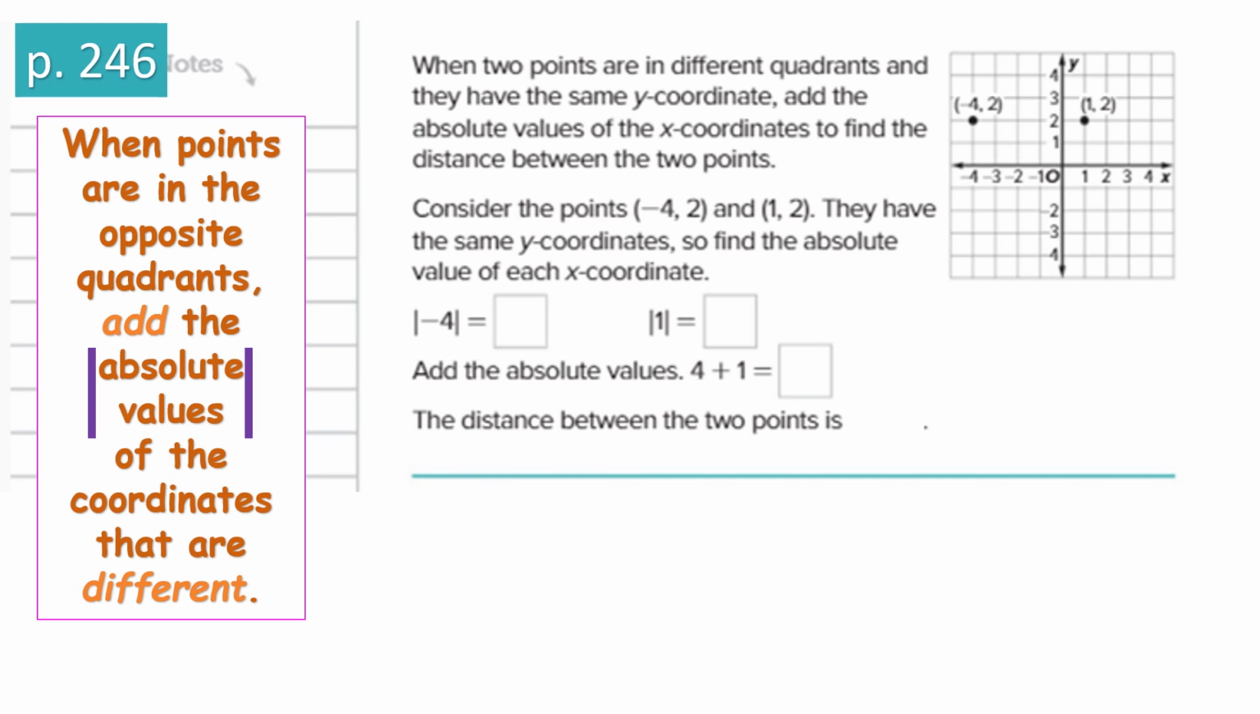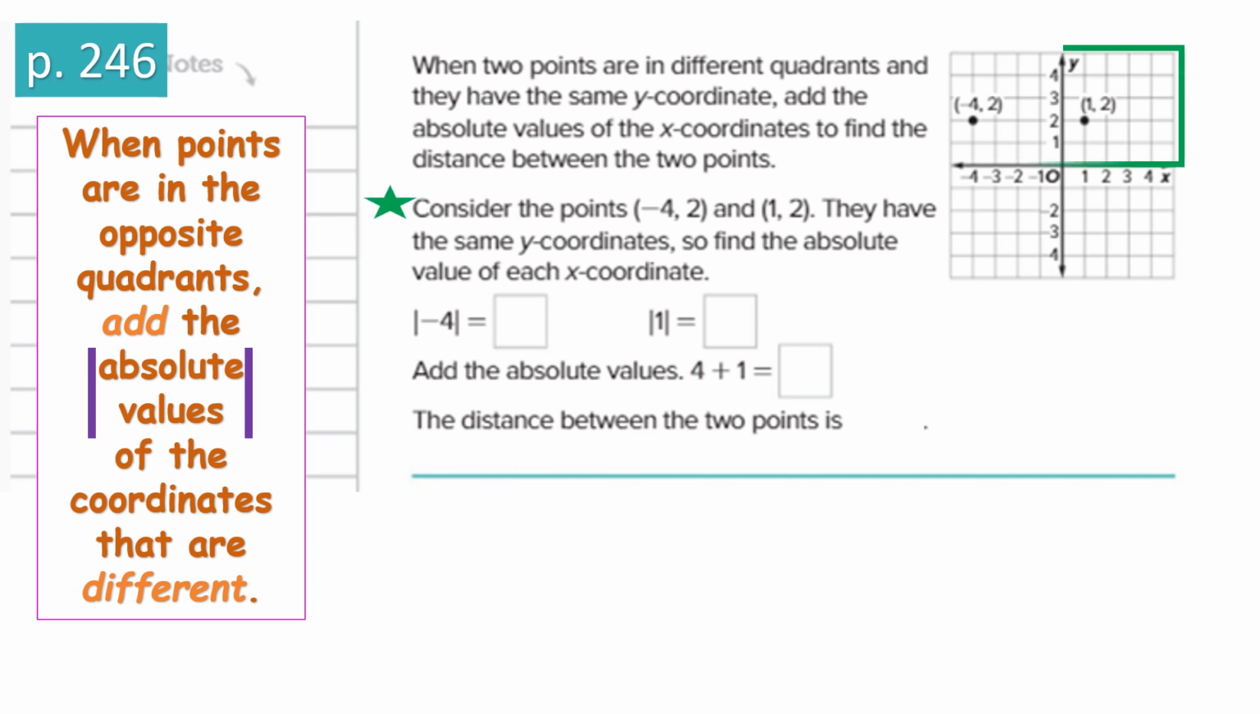I have one coordinate that is still the same, so I'm going to leave it alone, and then I have one coordinate that is not. One of them is probably going to be positive and one's probably going to be negative. So therefore, I need to add their absolute values together.